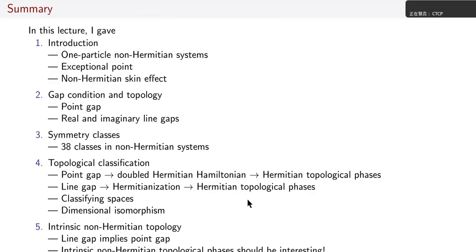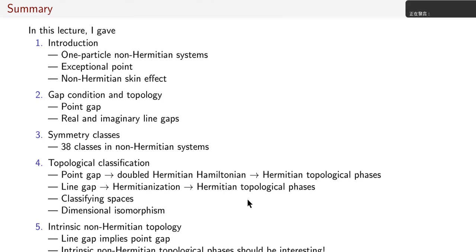Okay, so this is the summary. In this lecture, I gave an introduction to non-Hermitian systems, and I explained some basic phenomena in non-Hermitian systems, such as the exceptional point and the non-Hermitian skin effect. To define the topology of non-Hermitian systems, we first have to define point gap and line gap conditions. I also explained different symmetry classes in non-Hermitian systems, and briefly the topological classification.